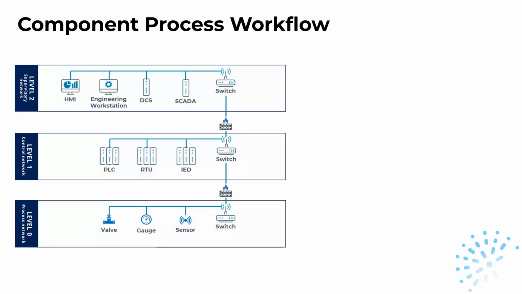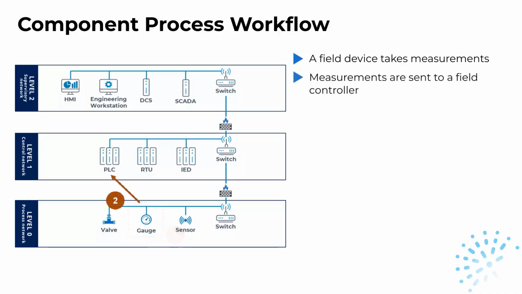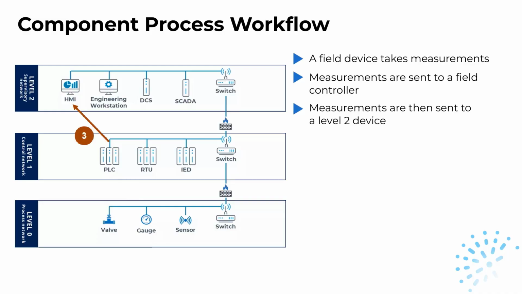Let's summarize a standard workflow in a process governed by an ICS environment. We begin with a field device, such as a gauge that measures physical quantities. This input device then sends these measured details to a field controller, such as a PLC. The field controller, in this case the PLC, then forwards these measurements to a device at Level 2, for instance, an HMI, or human-machine interface.